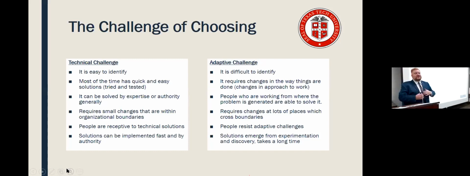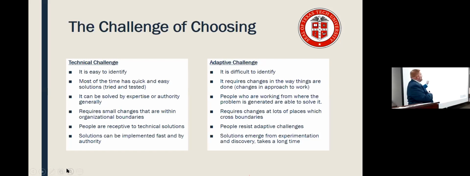Most of the time, technical challenges have quick and easy solutions. These are things that we as the leader, we as the project manager can take on, and we can help provide solutions. It requires small changes that are within the organizational boundaries. You don't have to have new policy that's written or new laws put into effect. These are small changes. People are very receptive to technical solutions. Why? Because they're easy. We like the easy solutions. Solutions can be implemented fast and also by authority.